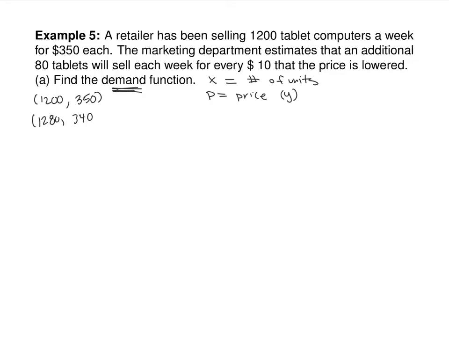Do you guys see how he got that? The second part says that if you decrease the price by 10, the number of things you sell increases by 80, right? Okay. So using those 2 points, can you get an equation of the line? Yep. So the slope will be 340 minus 350 over 1280 minus 1200. And that's what, negative 10 over 80, right? Or negative 1/8. Great.